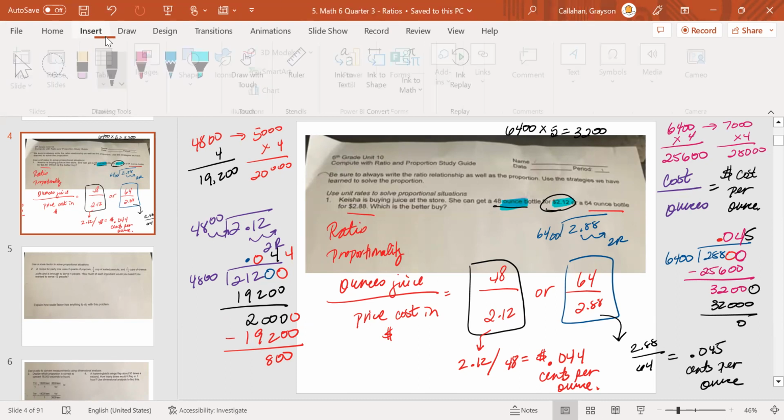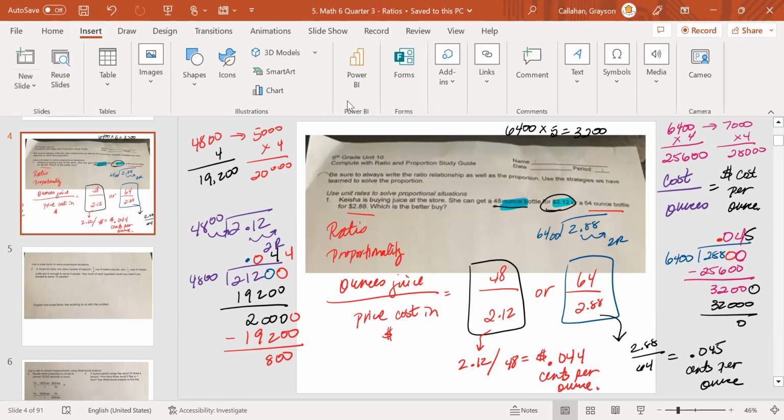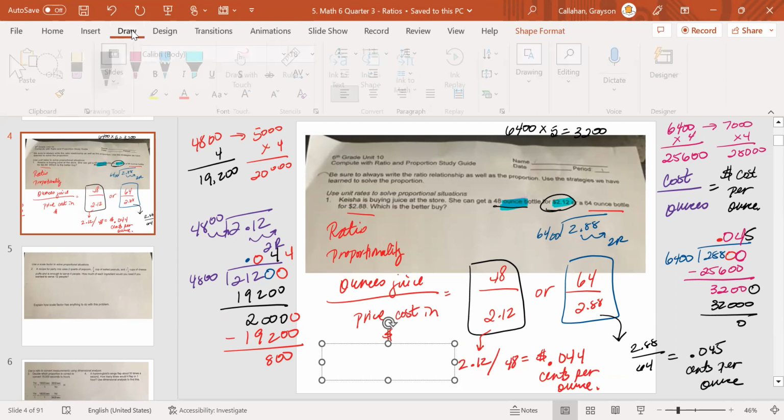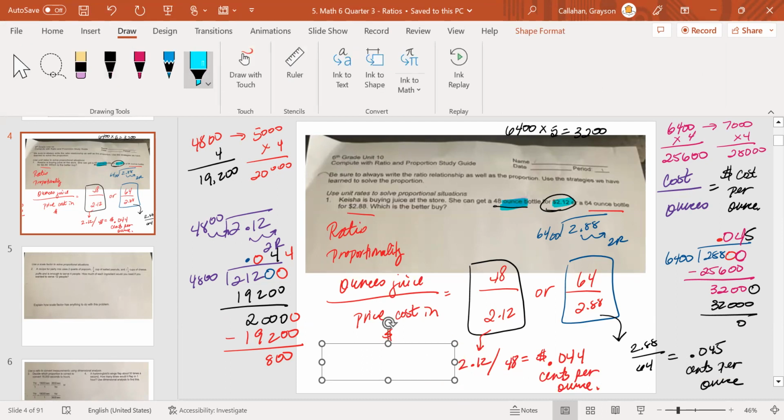So the question here asks you which one is going to give you a better price. And I would suggest that you simply answer the question. It says, which is a better buy?